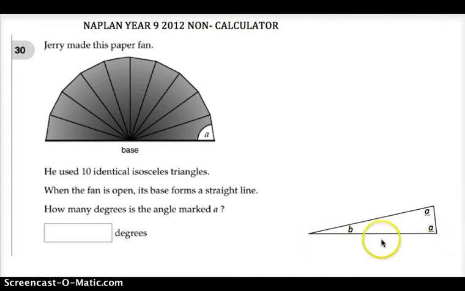Now I've just drawn one of the isosceles triangles here. We know that the base angles of an isosceles triangle are equal. So if this angle here is A, then this angle up here is A. So I've indicated that there. I've called this A, and I've just called this B.